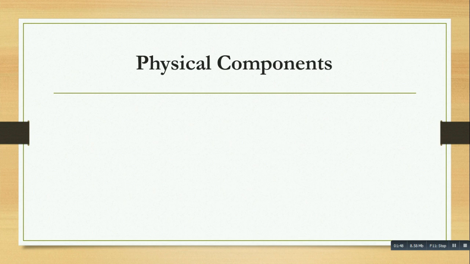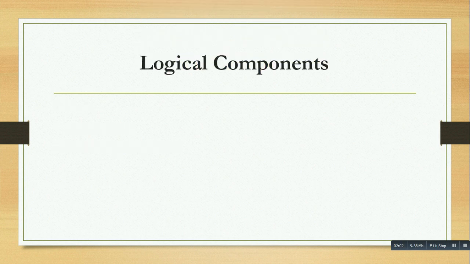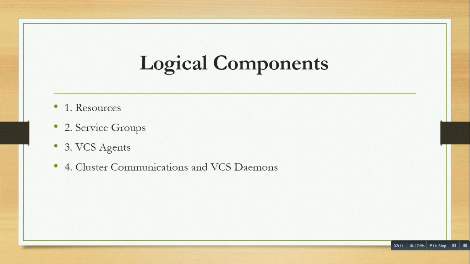Now the physical components which are required for a Veritas cluster. One, we require nodes. Second, we require shared storage, and we require networking components. Then logical components: we require resources and service groups, VCS agents, the cluster communication and VCS daemons, and the VCS configuration files.